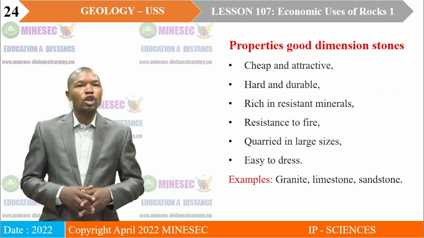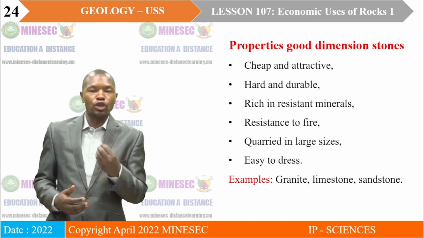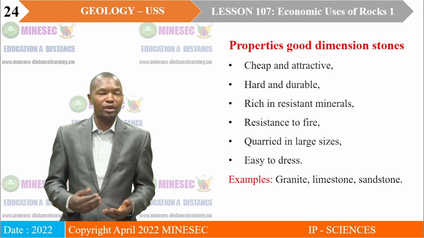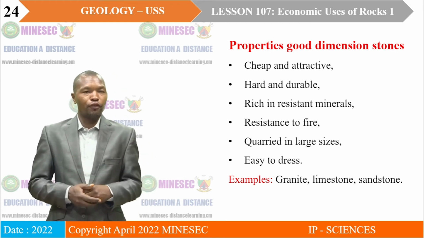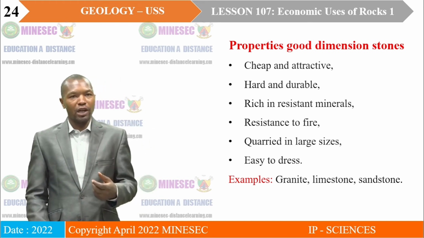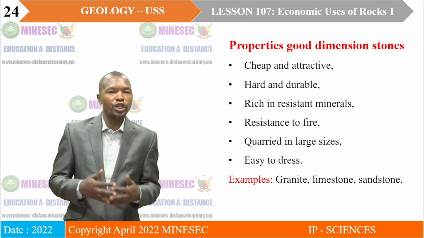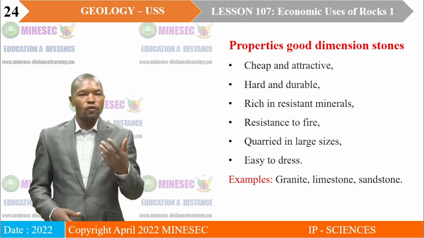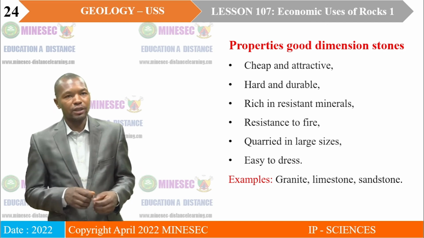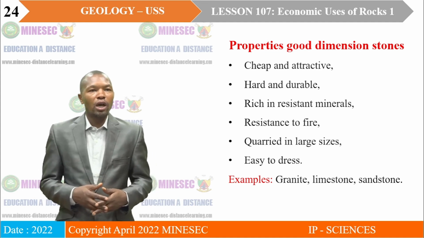Now, properties of good dimension stones. For rocks to be classified as good dimension stones, those rocks must be cheap and attractive. You don't need to far-fetch them. They must outcrop in abundance. They need to be hard and durable before they can stand the test of any load put on them. Then they need to be rich in resistant minerals, like, for example, quartz, muscovite, orthoclase, those late state Bowen's reaction series minerals. Then they need to be resistant to fire. It means that they need to be fireproof by themselves so that in any incident they can withstand. These rocks have to be quarried in large sizes, and they need to be easy to dress.